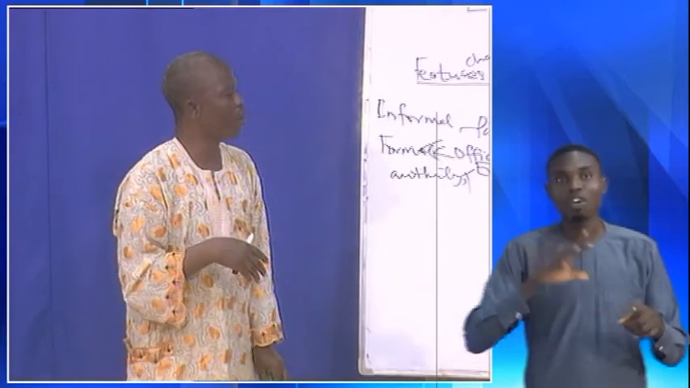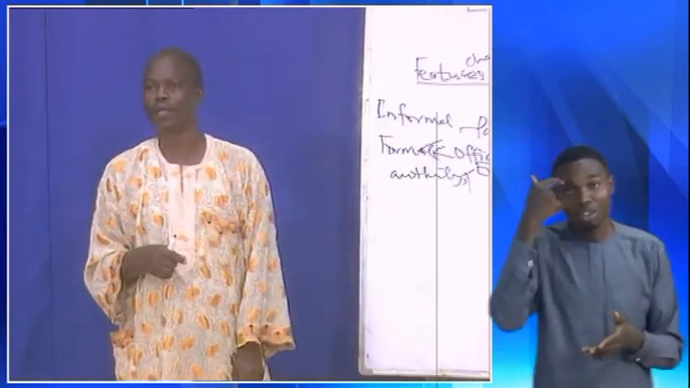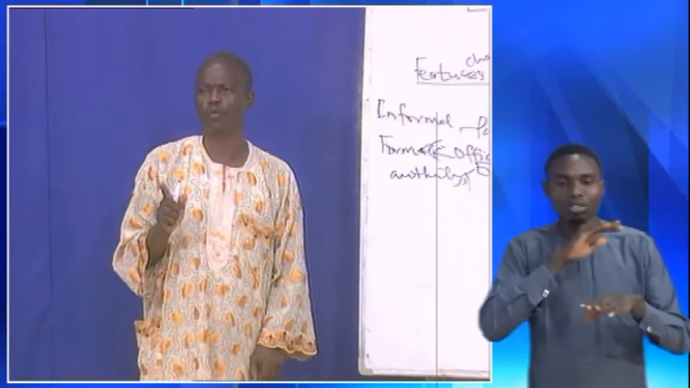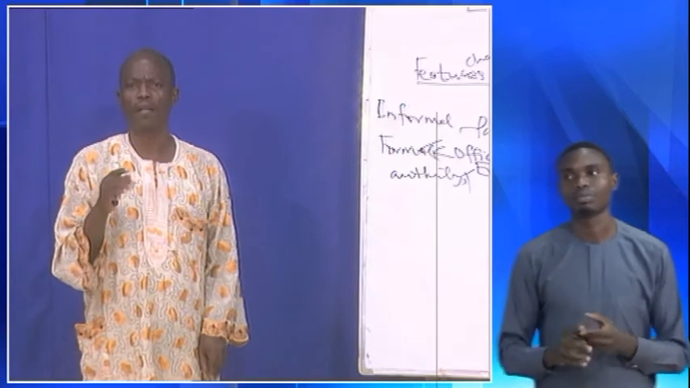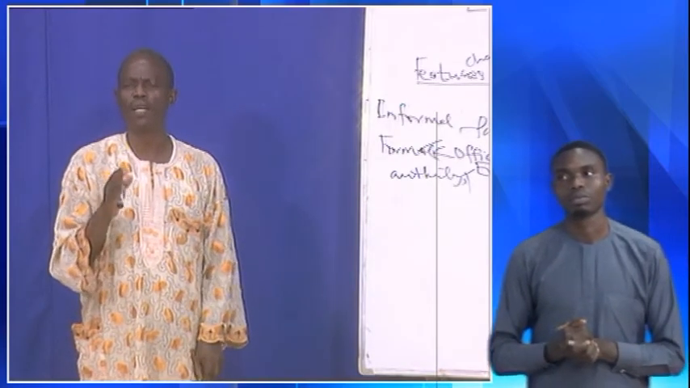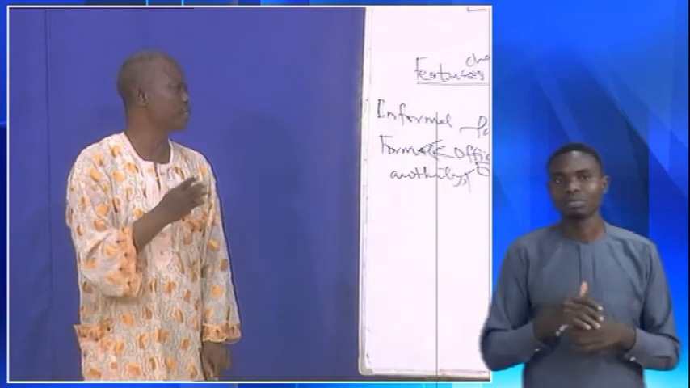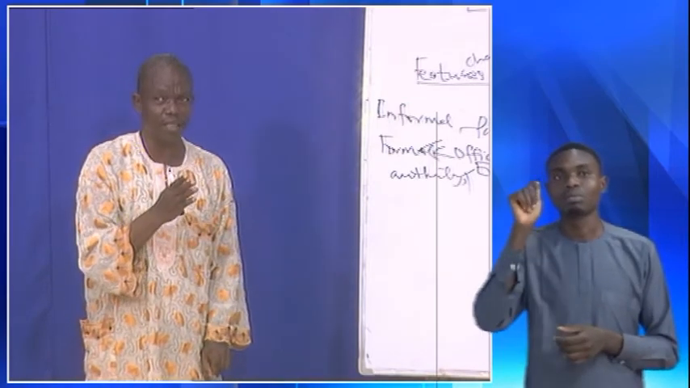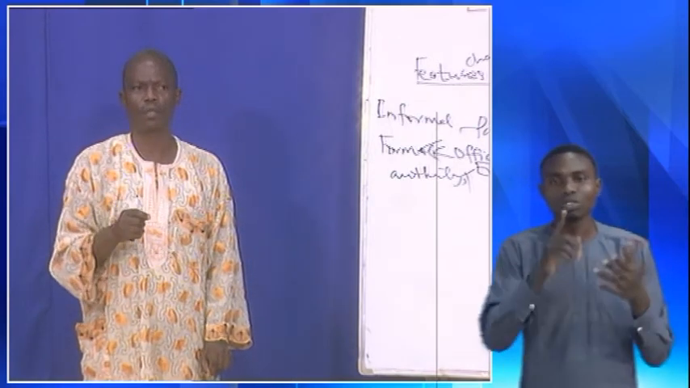But under official letter writing, you don't know the addressee. The addressee is not familiar with you. You are not related in any form. Rather, what links the two of you together is business, and that business is official. That's why we call it official letter or formal letter, because of the language in use.